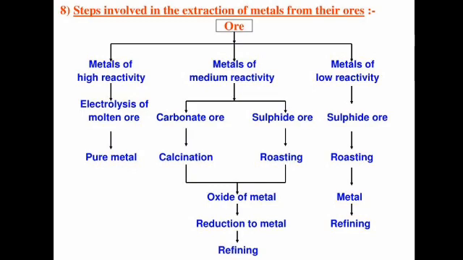Similarly, the metals of medium reactivity may form carbonate ore or sulfide ore. If the ore is carbonate ore, it is extracted by calcination, and if it is sulfide ore, it is extracted by roasting. After roasting and calcination, the metal becomes oxide, and this oxide of metal is then reduced, and after reduction we obtain a metal that is purified by refining.